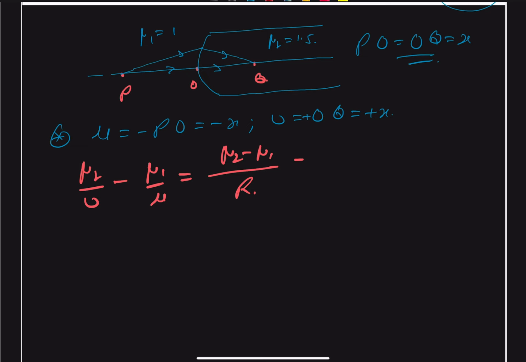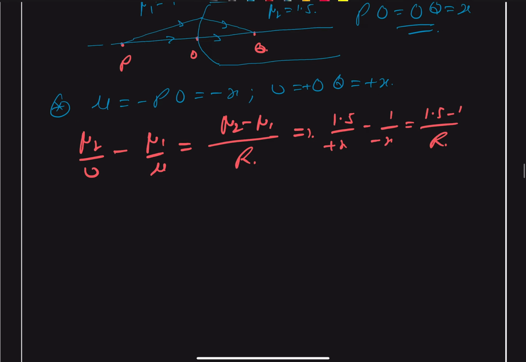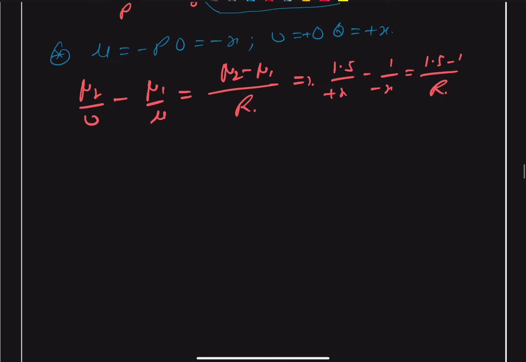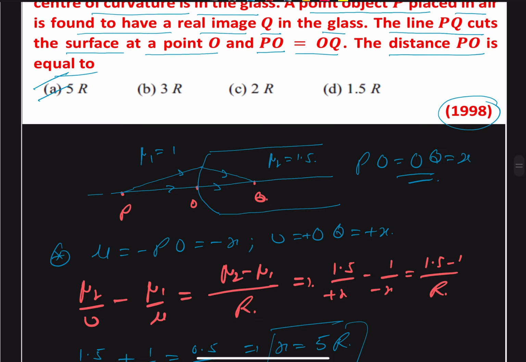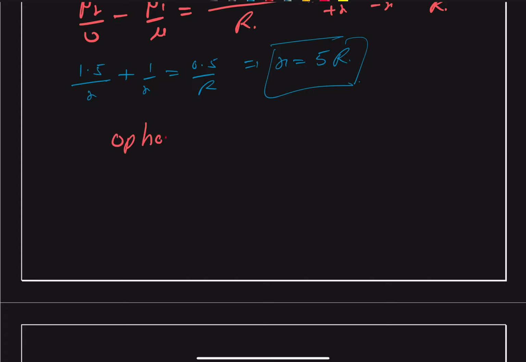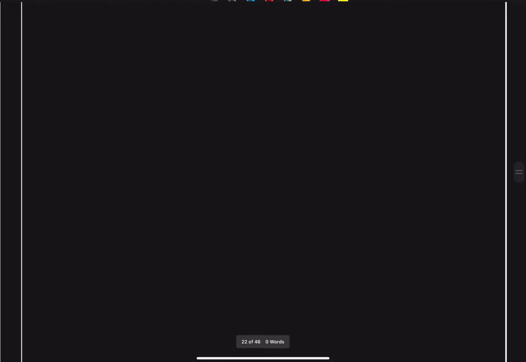So everything is given to us. We simply substitute the values. Mu2 is our 1.5 upon plus X, minus 1 upon minus X, is equal to 1.5 minus 1 divided by R. And this gives us that we can write this as 1.5 divided by X plus 1 by X is equal to 0.5 divided by R, and this tells us that X will be equal to 5 times R. So option A is the correct option. Okay. So we come to the next question.